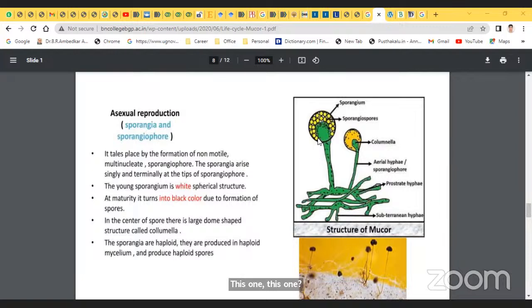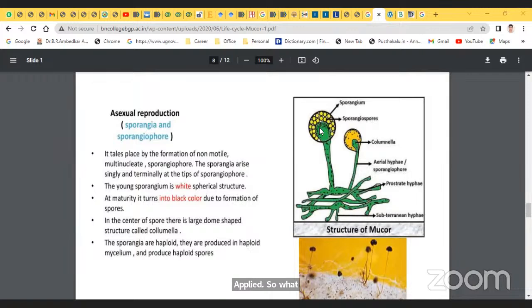In the center of the sporangium, there is a large dome-shaped structure called the columella. The sporangia are haploid. So what is the meaning of haploid? It is one set of chromosomes.